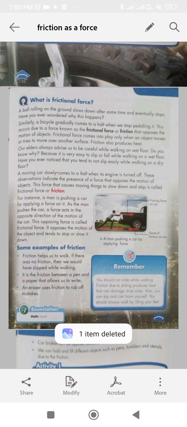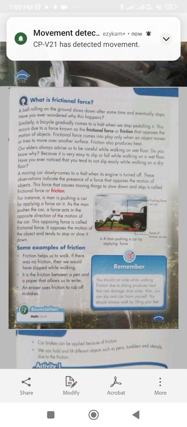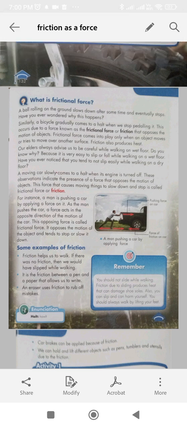For instance, a man is pushing a car by applying a force on it. As the man pushes the car, a force acts in the opposite direction of the motion of the car. This opposing force is called frictional force. It opposes the motion of the object and tends to stop or slow it down. Some examples of friction.